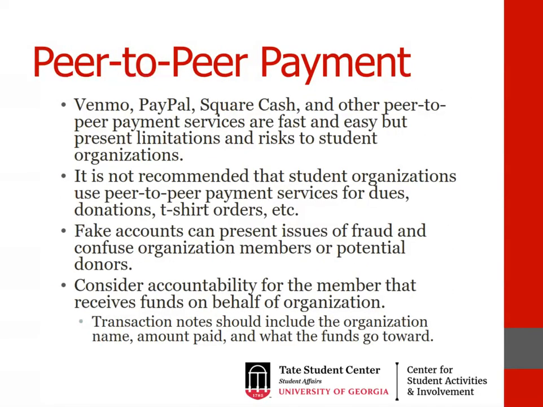Peer-to-peer payments. Venmo, PayPal, Square Cash, and other peer-to-peer payment services are fast and easy but present limitations and risk to student organizations. It is not recommended that student organizations use peer-to-peer payment services for dues, donations, t-shirt orders, etc. Fake accounts can present issues of fraud and confuse organization members or potential donors. Consider accountability for the member that receives funds on behalf of the organization. Transaction notes should include the organization name, the amount paid, and what the funds go toward.